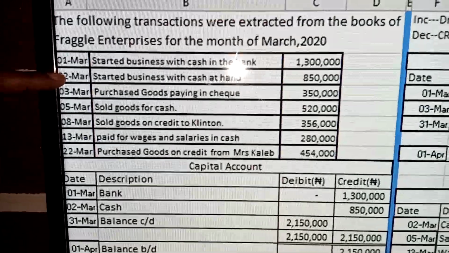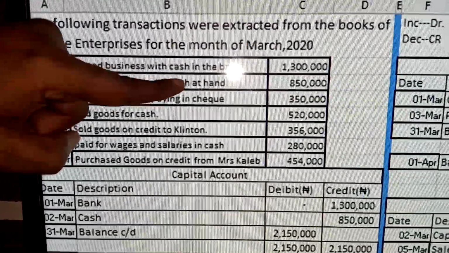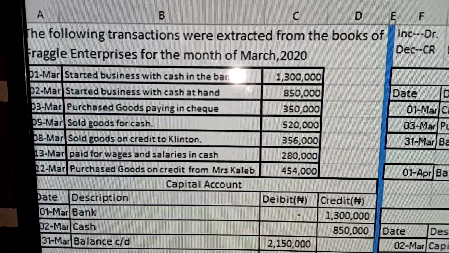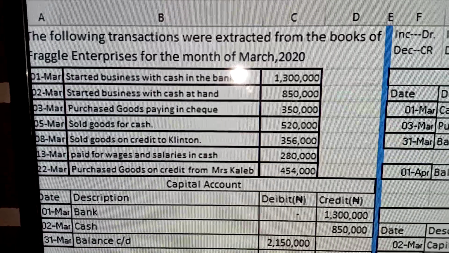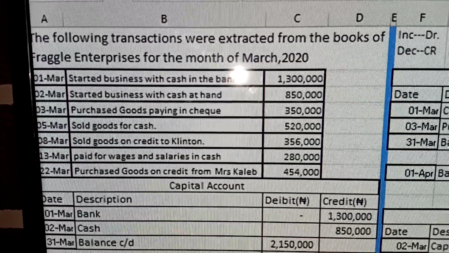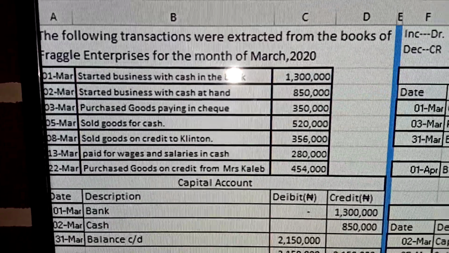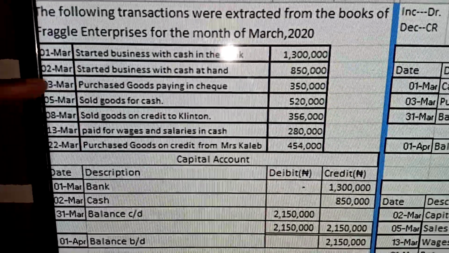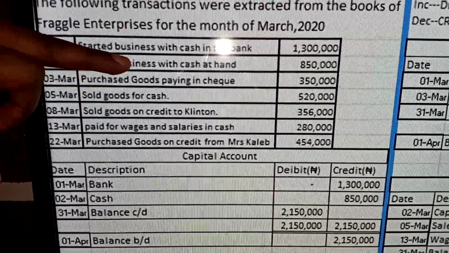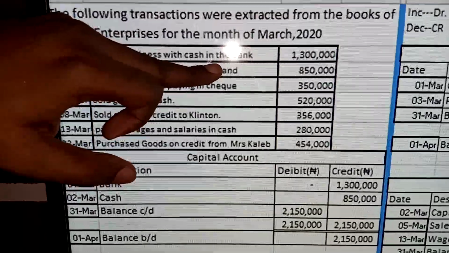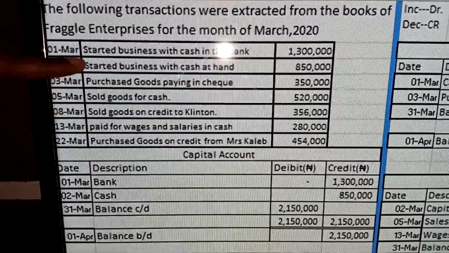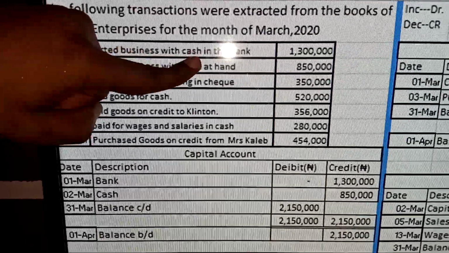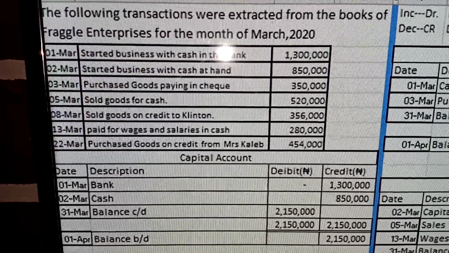2nd of March. Started business with cash at hand. So we have two capitals here. One, money paid in the bank. The other one, we have cash in the office. So we've already done the one that went to the bank. Now we are having capital again and cash at hand. Two items. Capital is a liability, is increasing. That's a credit. Cash is an asset, increasing. That is a debit.